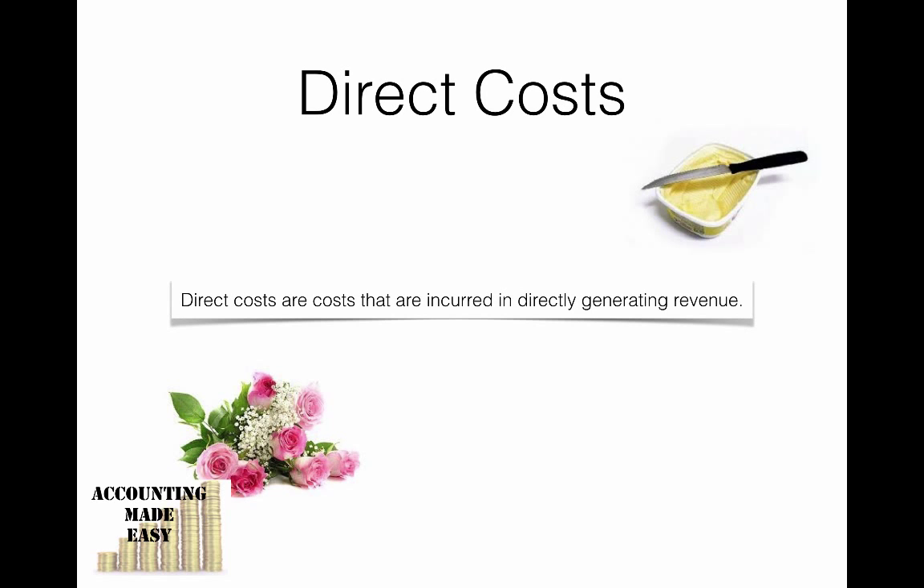Direct costs. Now, direct costs are costs that are directly included in generating revenue. So using the example of a flower shop again, your direct cost would be the cost of purchasing the flowers from a supplier. Or if you're a bakery, it could be the cost of buying the butter to make your cakes. What are the direct costs that are going to help you generate your income or make the goods that you are going to sell?